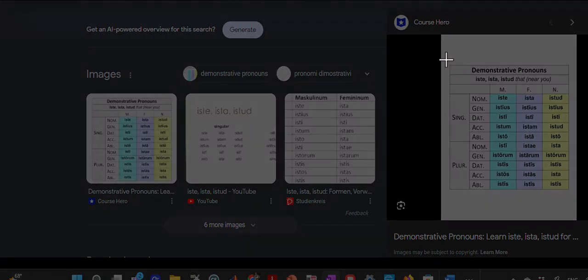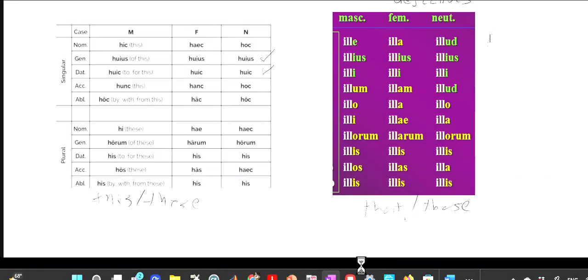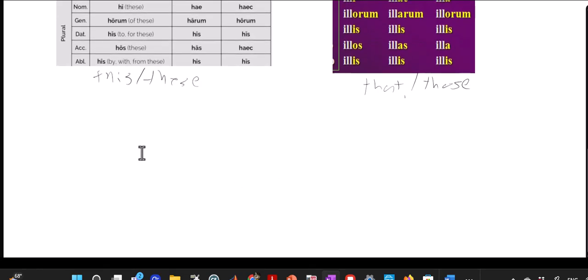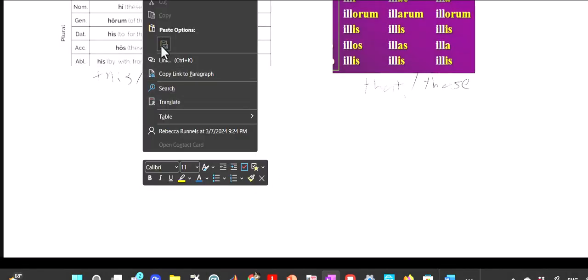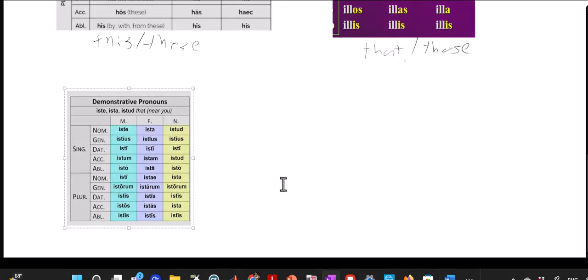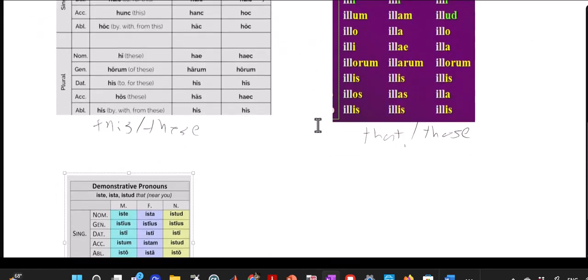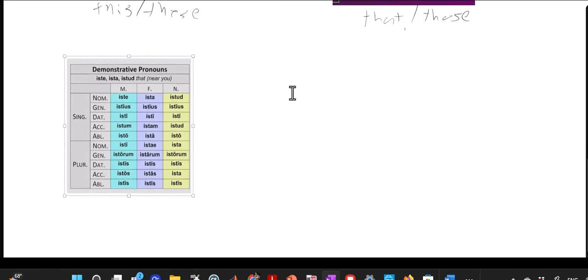And I will have a handout that will have all of these things declined on it. I don't know where I'm going to post that yet, but I will have it available. So iste, ista, istud, so that of yours. And then another word that has the same endings. Now it's not a demonstrative, it is an intensive pronoun, but we're going to talk about it. So that's why I call these Latin demonstrative pronouns and friends. So we're going to go ahead and talk about it here as well.